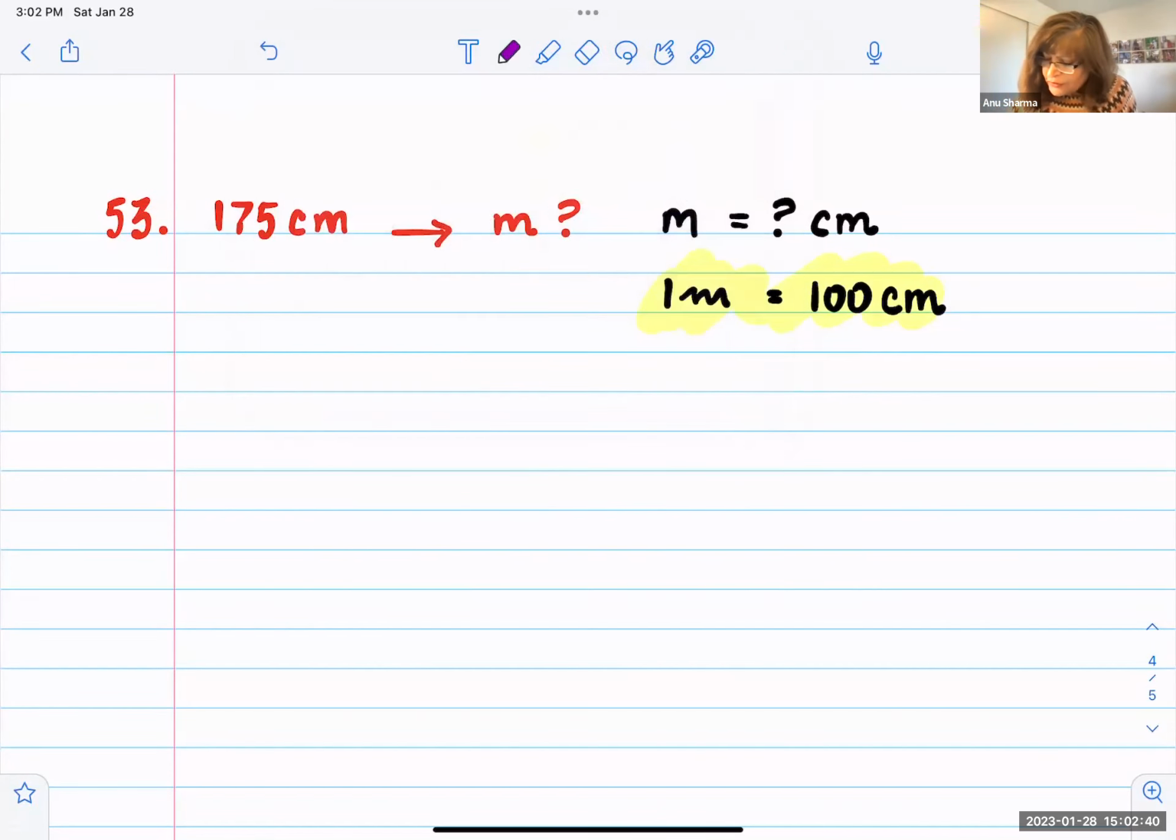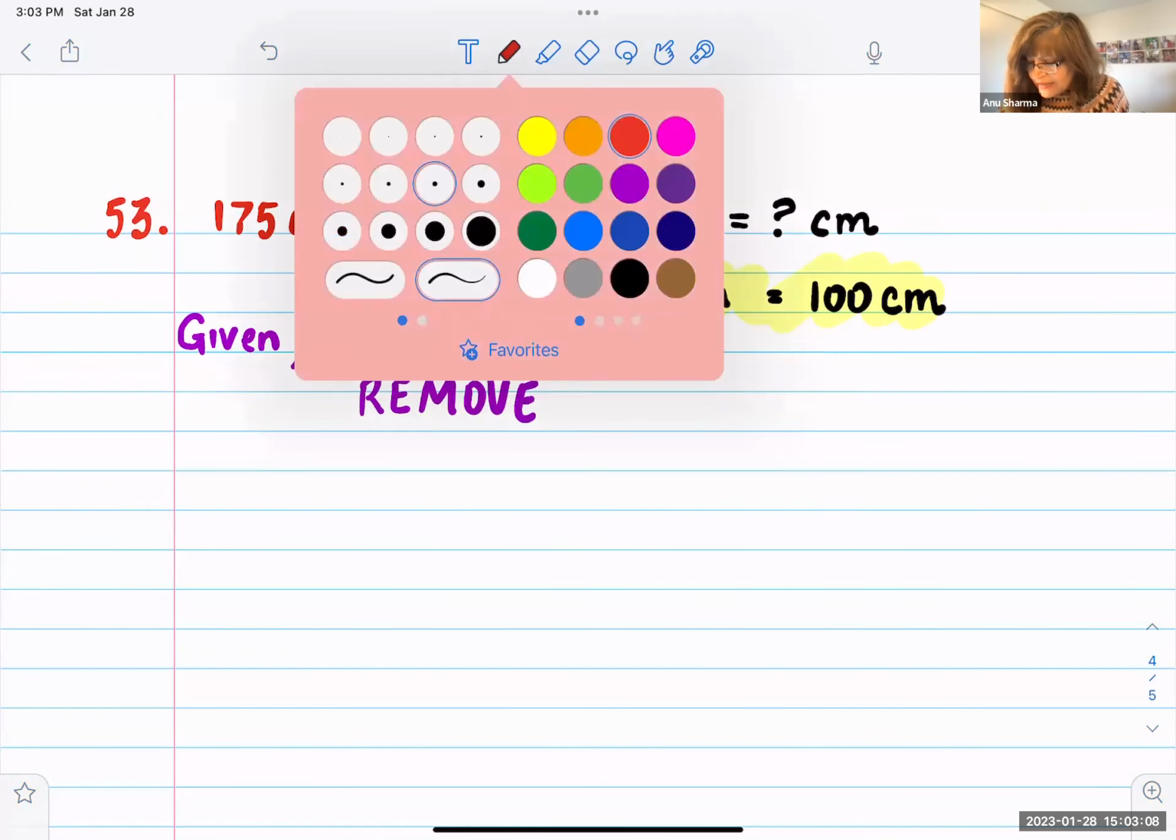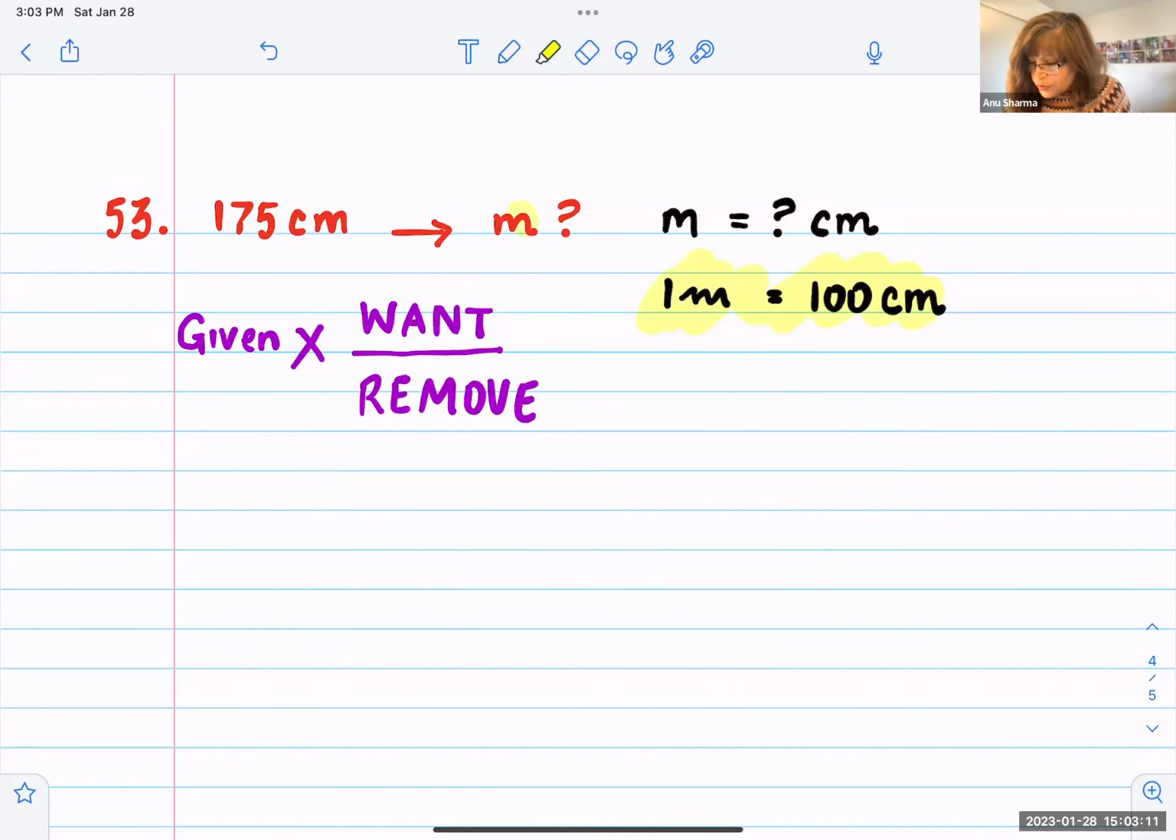All right, now, first of all, remember, the setup is: you write down whatever is given to you, and you multiply that by the conversion factor. In the conversion factor, the unit that you want is going to be on the top, in the numerator, and the unit that you want to remove is going to be in the denominator. In this case, centimeter is being converted to meter, so we want the meters on the top in the numerator.